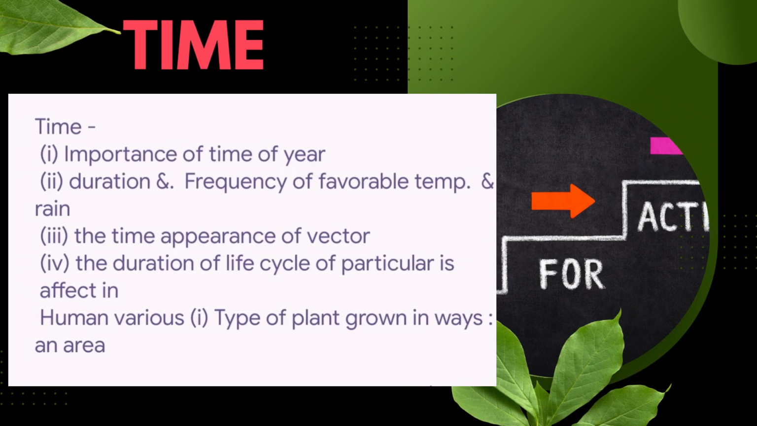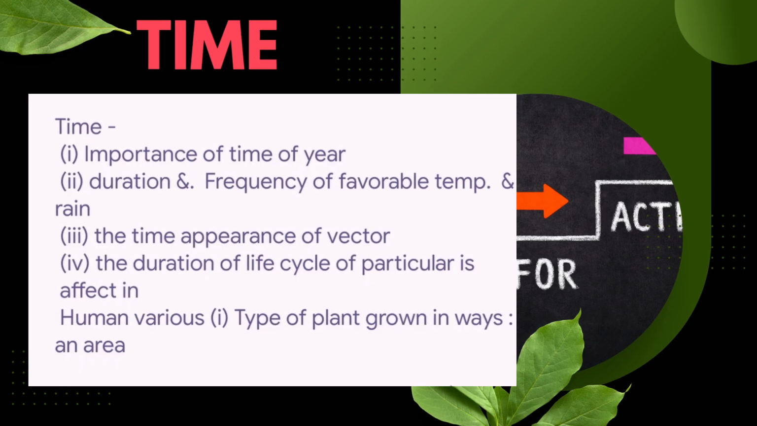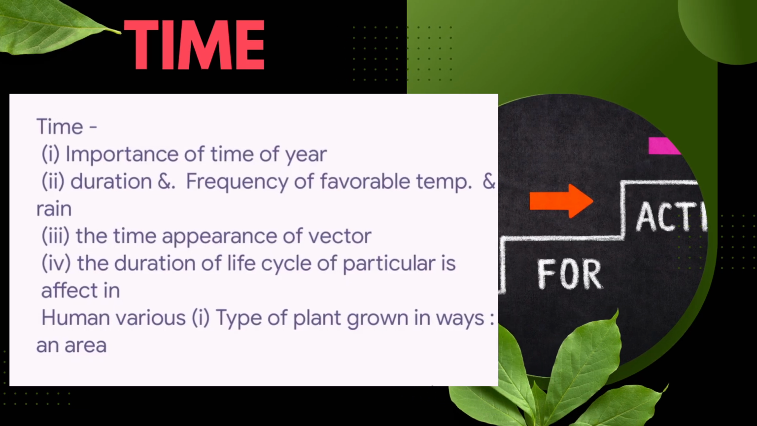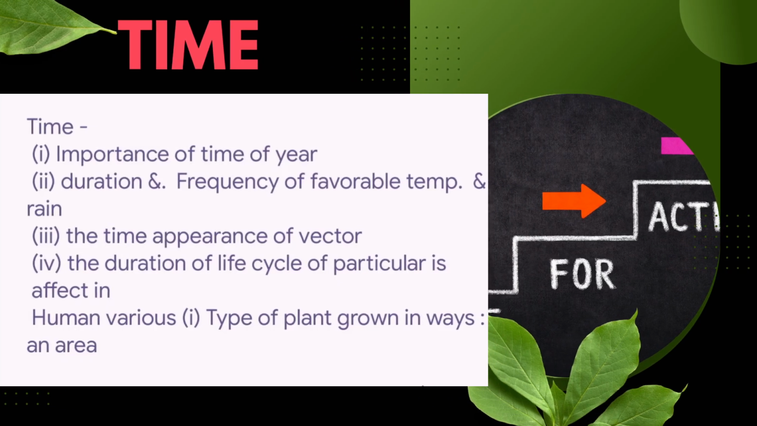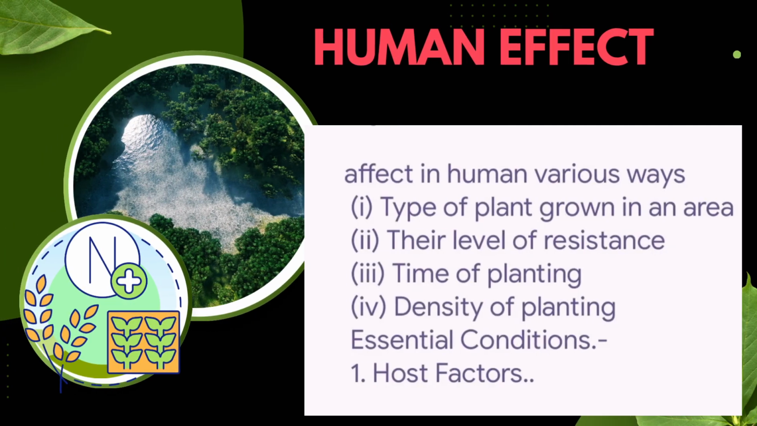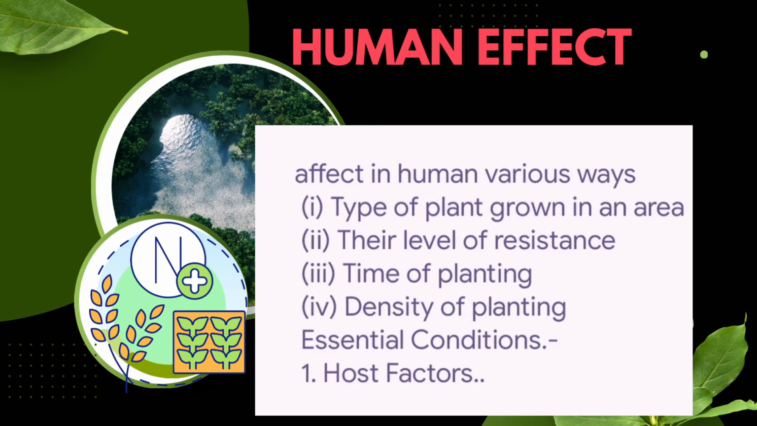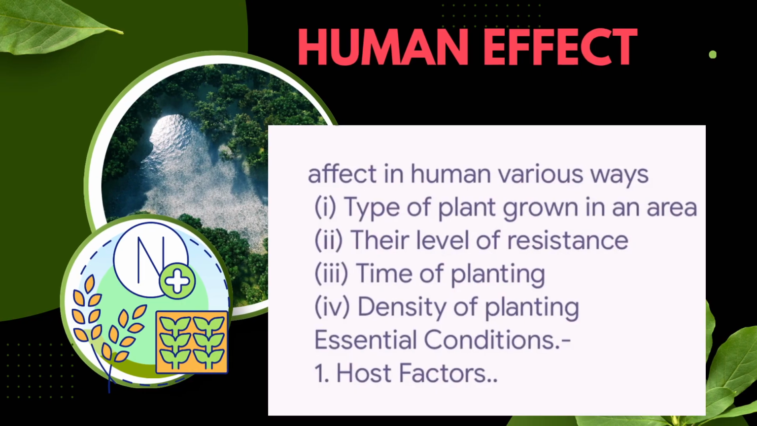The new component included when the triangle was converted into a tetrahedron pyramid is time. Right? Why has time been included? Because it is the time when the probability is higher of a vector appearing and infecting the plant. The next component is human effect. Here, human effect doesn't mean anthropological effect.